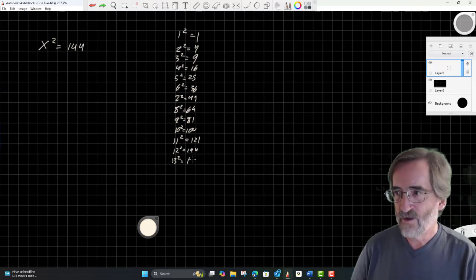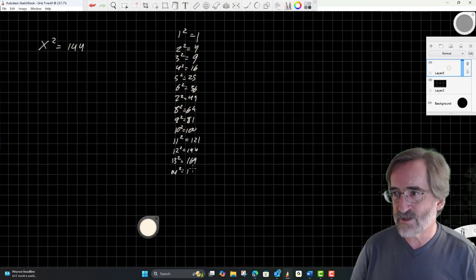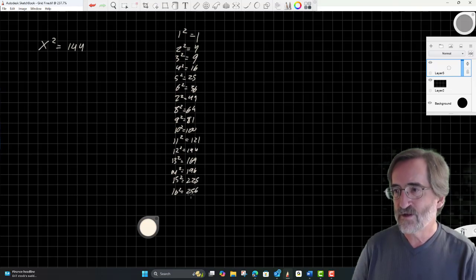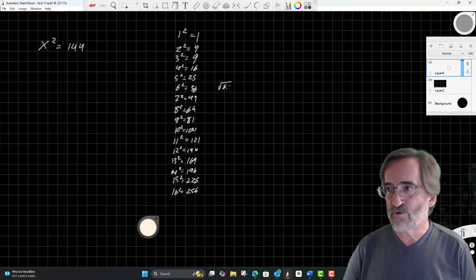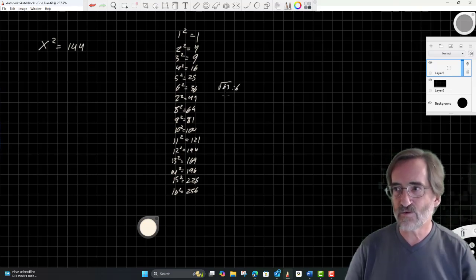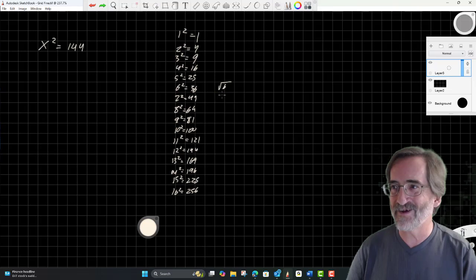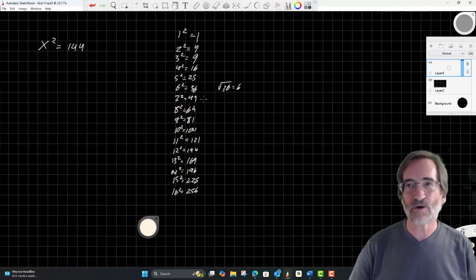12 squared is 144, 13 squared is 169, and 14 squared is 196, 15 squared is 225, and 16 squared is 256. Okay. Likewise, the square roots work backwards, so the square root of 36 is 6. Square root of 36, not 63. So you know your squares, you know your square roots.